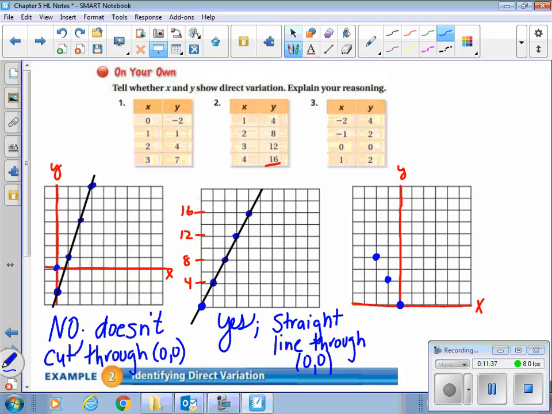So far, does it look like direct variation? It certainly does. But then we get to 1, 2. So back to the origin, we're now going right 1 and up 2. If I were to try to make that a straight line, it starts out as a straight line, then it curves up to look like a V. So yes, it started straight, it is cutting through the origin, but because it cuts up and looks like a V and it's no longer a straight line, this would be no for direct variation, and your reasoning, not a straight line.